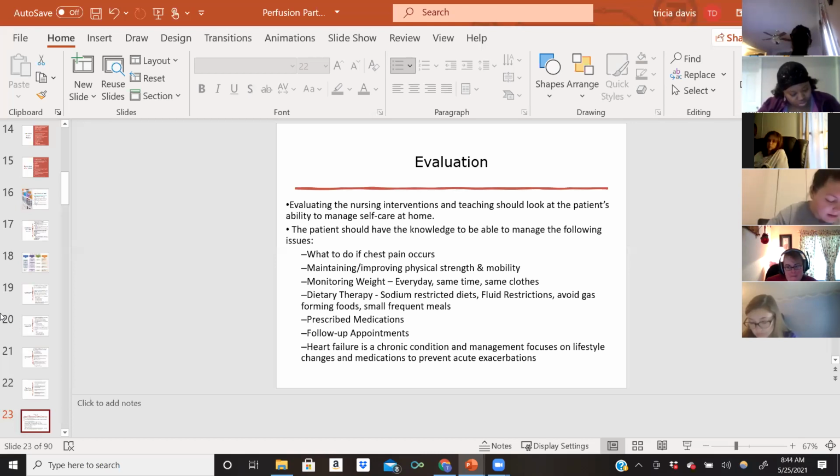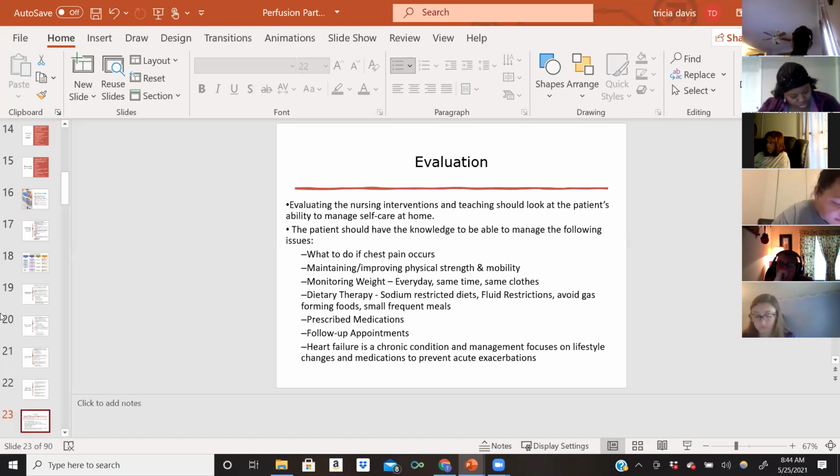Some patients are going to be on fluid restrictions, so they're going to monitor how much they're taking in every day. They want to avoid gas-forming foods. Remember, we said some of those patients, with the right-sided heart failure, everything backs up and their liver enlarges, their kidneys, they get all that abdominal swelling. So any kind of gas-forming foods is going to contribute to worse abdominal distension and pain, and it's going to make it more difficult to breathe. And then small, frequent meals to help avoid that abdominal distension.